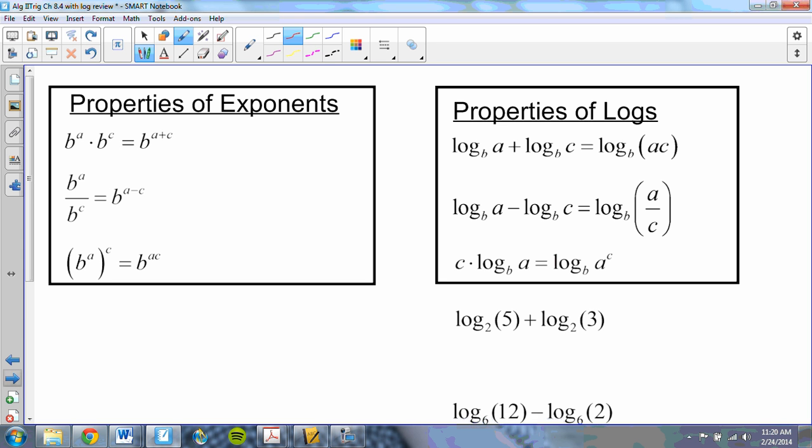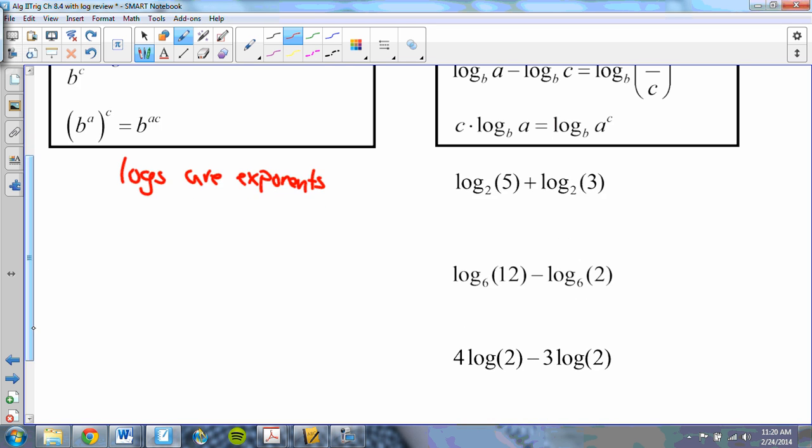But what I've said over and over and over is that logs are exponents. What's the log stand for? It stands for logarithm, and one of these days I'll explain really well what we're doing and why we're doing it. We're just 2 days away from wrapping it all up real nice and pretty. So just hang on for a second.